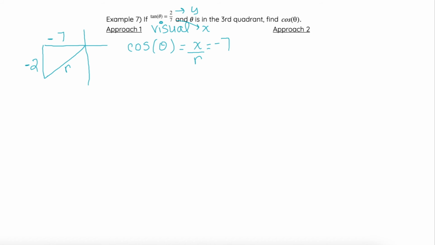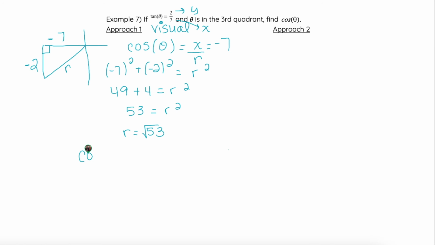So we need to obviously use Pythagorean's theorem with our right triangle, so that I have -7 squared plus -2 squared is r squared. 49 plus 4 is r squared. 53 is r squared. So our radius has to be the square root of 53. Our radius is always positive, so it doesn't matter what our value with respect to that is. Okay, so going back to cosine then, cosine of theta then has to be -7 over the square root of 53.